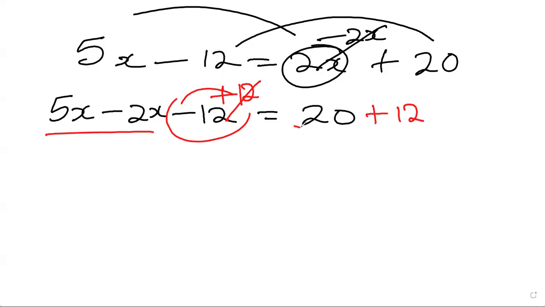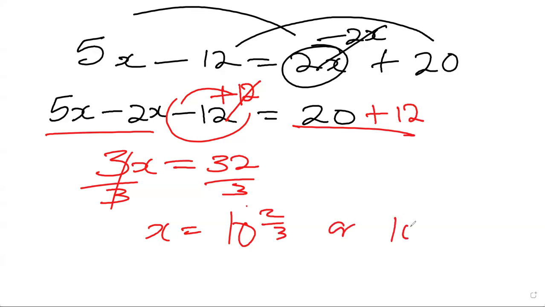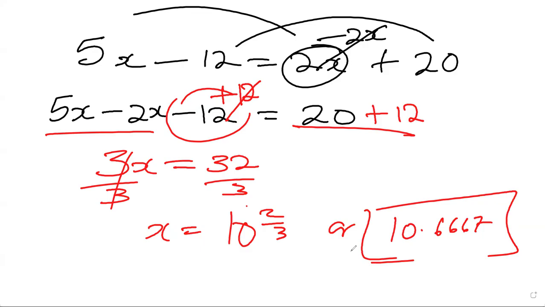Let's solve now. 5 take away 2, give you 3. 20 plus 12, 32. And then we divide by 3. Don't leave it like this. Just say 3 into 32 goes 10 times, and then remainder 2. Or 10.6666. It's a recurring decimal, 10 and 2/3, right? Make a note of that, and we're going to try another.